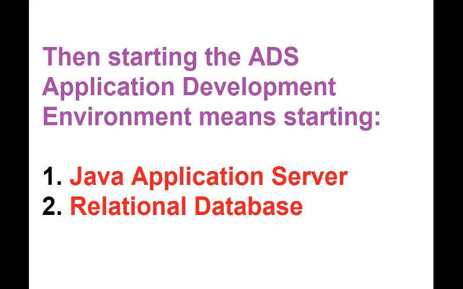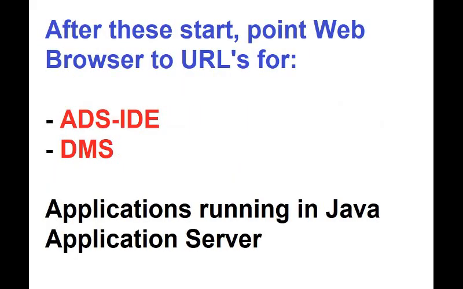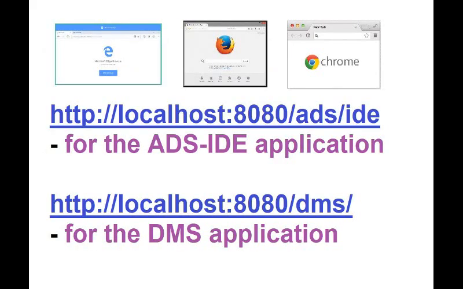After these are installed, starting the ADS application development environment involves starting the Java application server and the relational database. After these start, point a web browser to the URL that refers to the ADS and DMS Java applications running in the Java application server. For example, if the Java application server is using port 8080 on your PC, the 2 URLs are as follows for the ADS-IDE application and the DMS application.